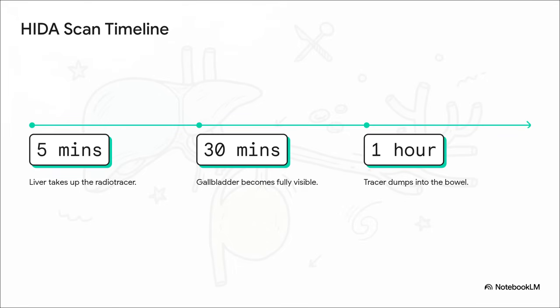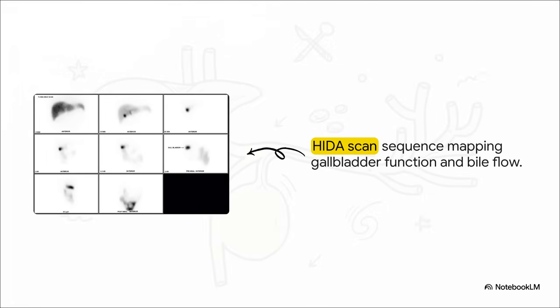If the gallbladder never shows up on the scan, that strongly indicates the cystic duct is obstructed, which is the classic hallmark of acute cholecystitis. And this HIDA sequence isn't just for diagnosing cholecystitis. It's a truly dynamic test of biliary function. Postoperatively, if a patient is suddenly doing poorly, a HIDA scan is incredibly helpful. It can diagnose an active bile leak into the abdomen, or it can confirm that a surgically created bilioenteric anastomosis is actually patent and flowing exactly like it should.